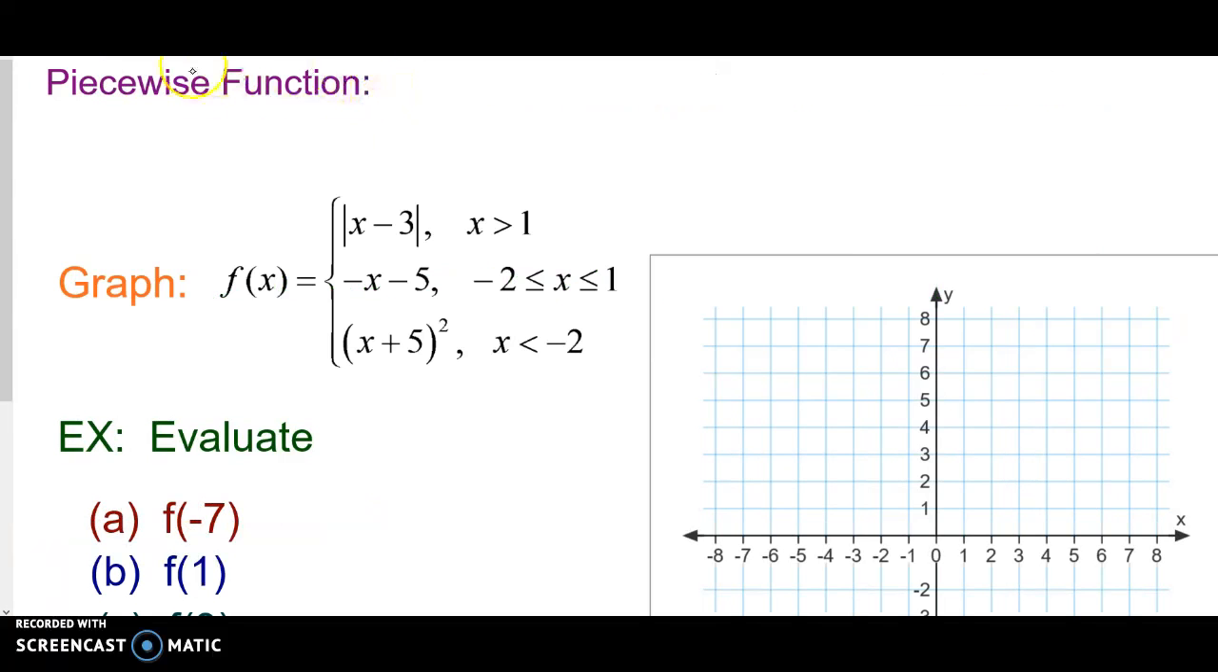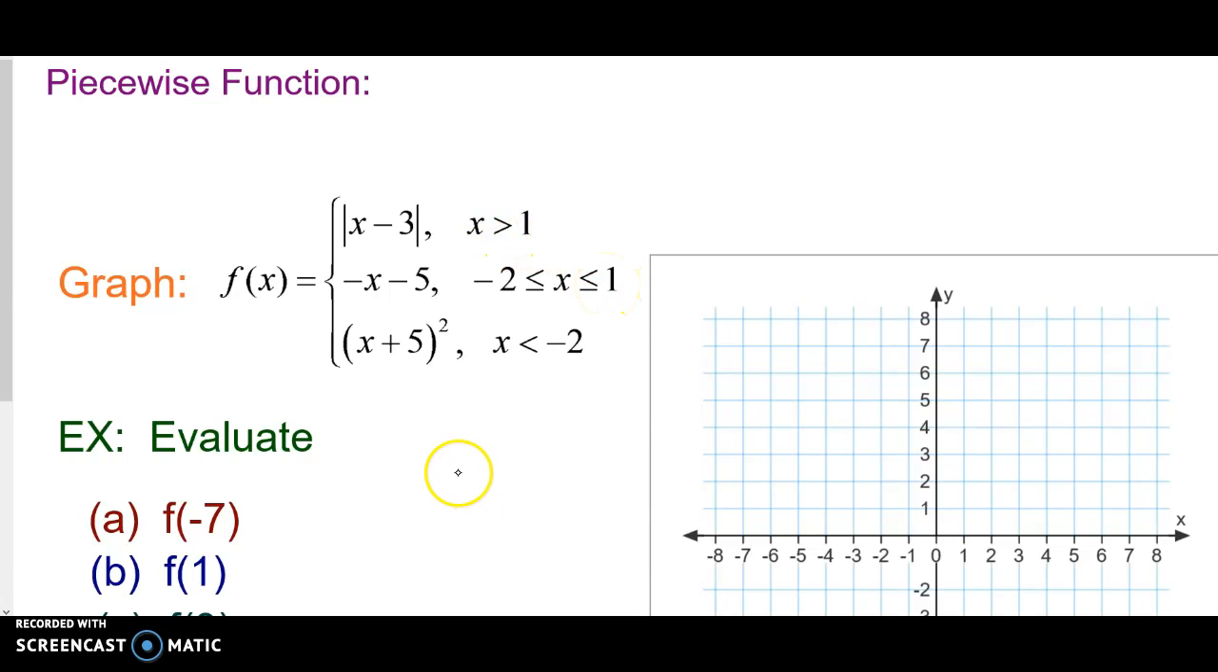All right, piecewise functions. Let's talk about that. So notice here we have my function f of x, and we have 3 pieces to the function, hence piecewise function, right? A piecewise function would be a function that has pieces to it, multiple functions. So here are my pieces, and here would be the domain for each piece. So for example, this absolute value of x minus 3, we only want that to be defined on the domain of x is greater than 1.